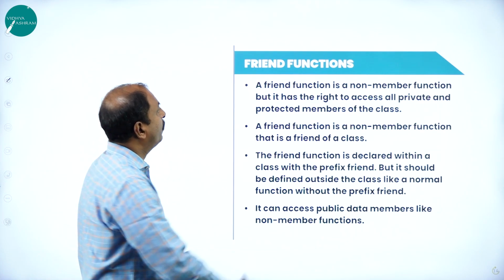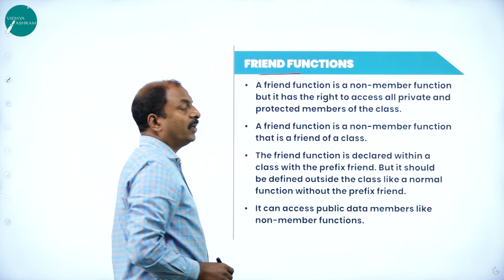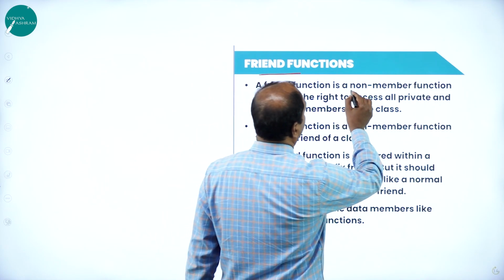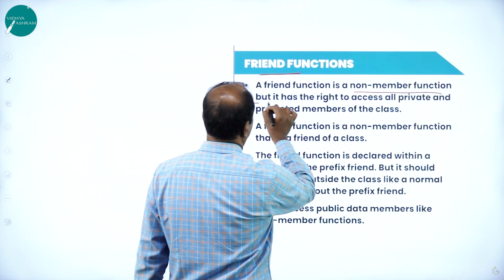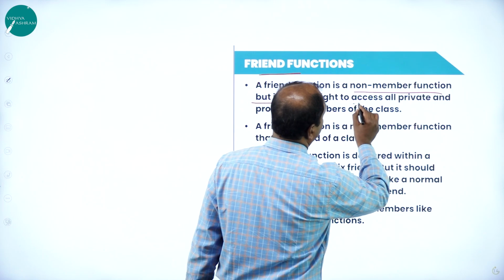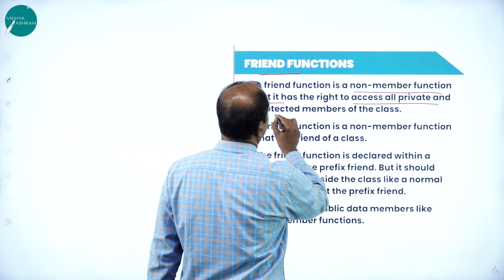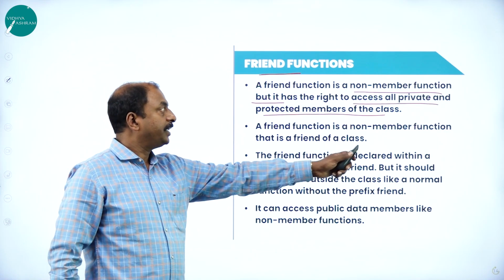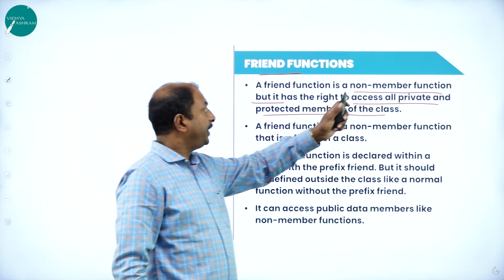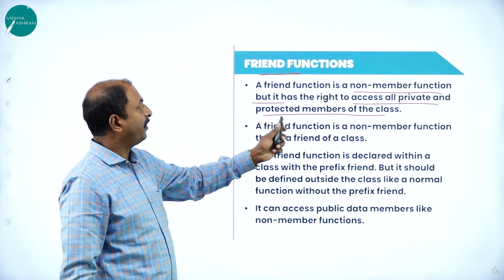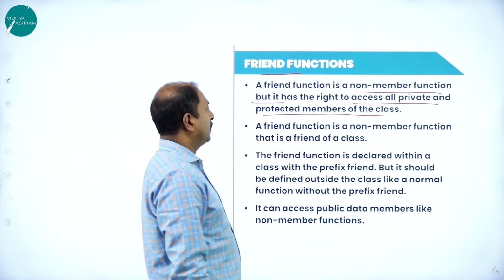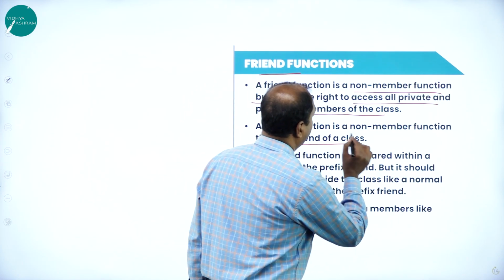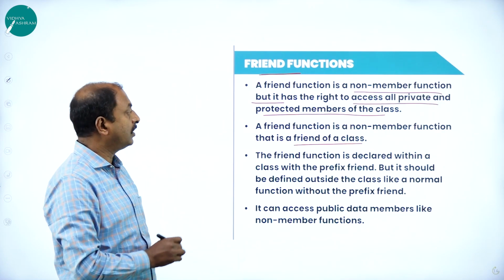Next definition is friend function. Now let us see what friend functions are. A friend function is a non-member function. So it is a non-member function, but it has the right to access all the private and protected members of the class. So please note this down. What is the friend function? It is a non-member function, and it has the right to access private and protected members of a class. The friend function is a non-member function and it is a friend of a class. This is how you have to read it and understand this concept here.